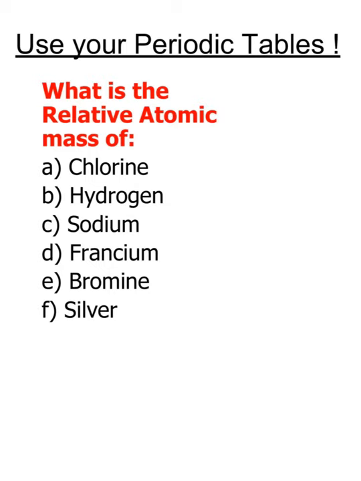And you can see that a question could ask you, use your periodic table, what is the relative atomic mass of, and it could give you a couple of elements or just one element. So all you need to do is look at your periodic table, find that element and write down the top number. If you want to do that along with me, pause the video now because the answers are about to come up on the screen.